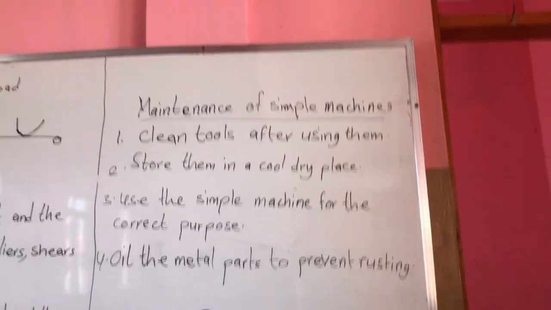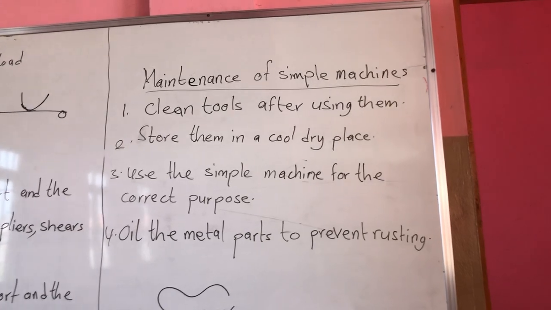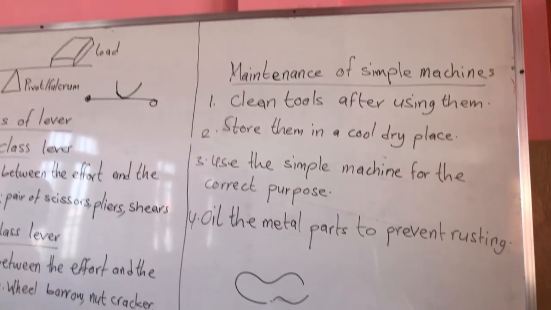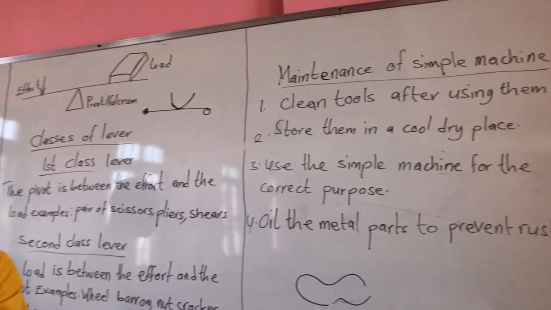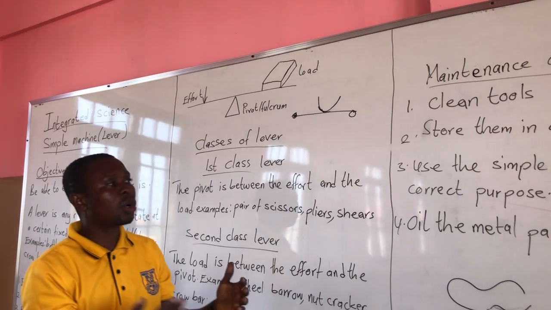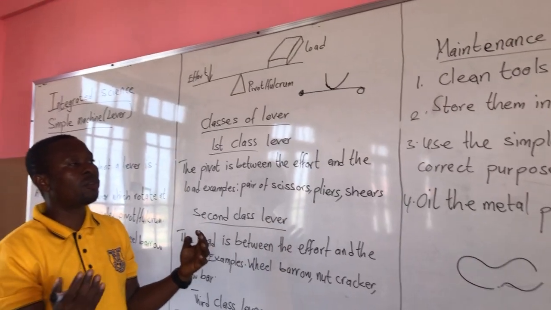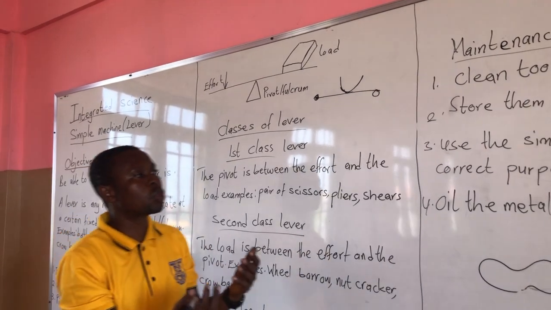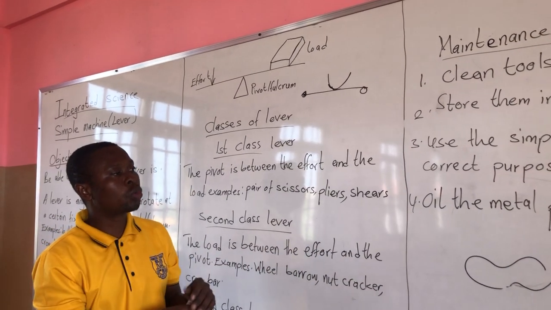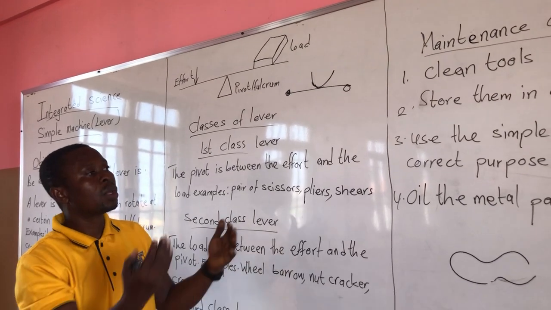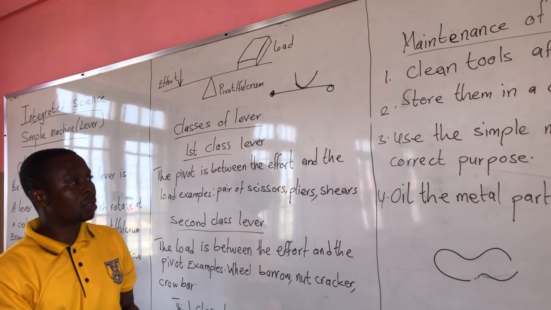Very good. And then number two is we have to store them in a cool, dry place. We are not supposed to expose them to moisture or water, because most of our simple machines are made of metals. They have metal parts. So when they are exposed to water, the metal part will rust, and gradually we are losing our machine.